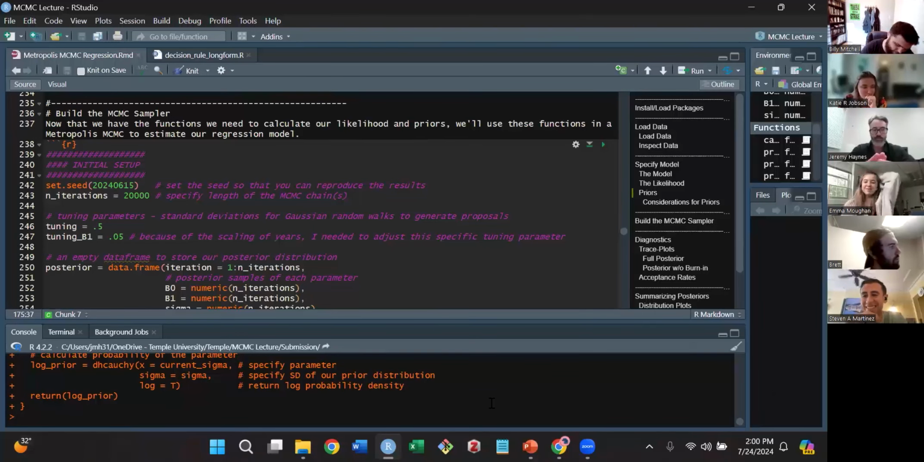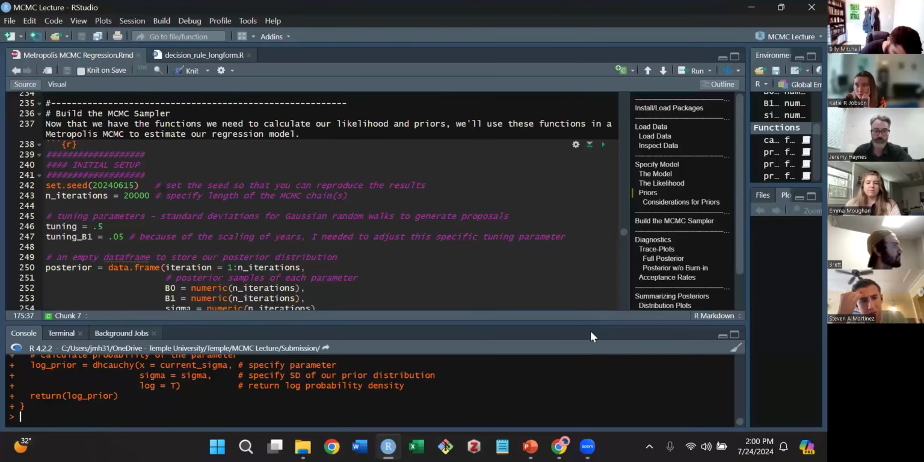Okay. So we need to build our sampler. Remember those steps. We have technically four steps. We have a step 0, but we have steps 1 through 3, and we're going to do this iteratively in a loop is what it ends up being.